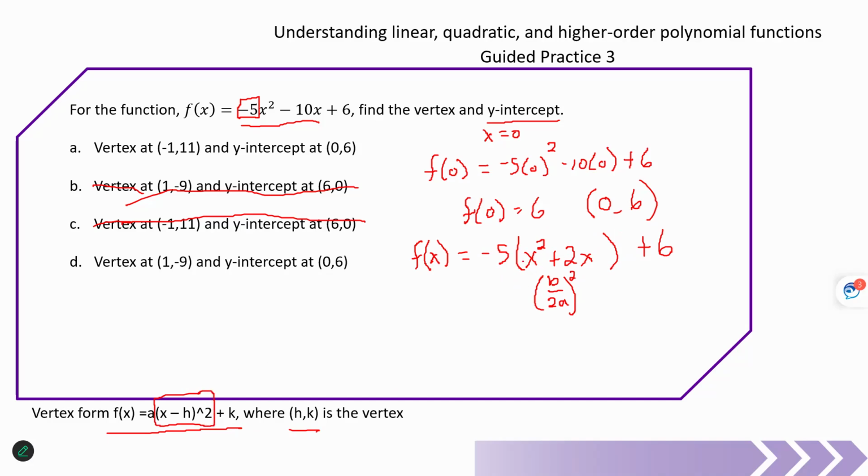So b is 2, a is 1. So we have 2 over 2 times 1 squared. So we have 2 over 2, which is 1 squared, which is 1. All right, so I'm going to go up here. Now we have f of x equals -5, parentheses, x squared plus 2x plus 1, plus 6, and we have to think about this a little bit.